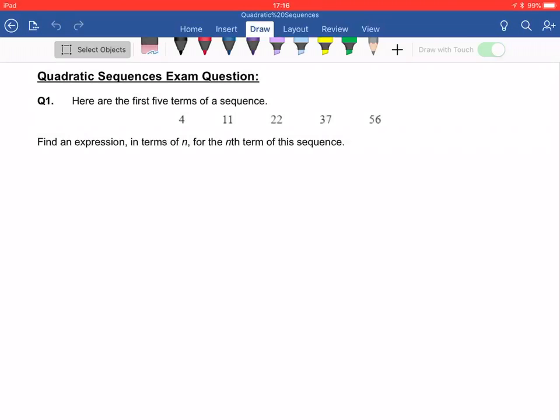Hi, guys. So, by request from my wonderful Year 10s, we are doing some quadratic sequences exam questions. So we are going to see if we can do 2 clips. This one, in which I do my way.